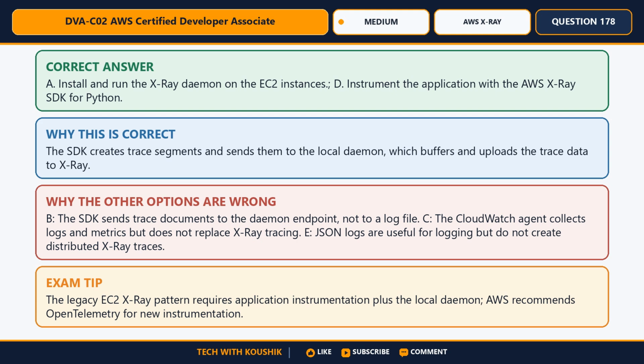B, the SDK sends trace documents to the daemon endpoint, not to a log file. C, the CloudWatch agent collects logs and metrics but does not replace X-Ray tracing. E, JSON logs are useful for logging but do not create distributed X-Ray traces. Exam tip. The legacy EC2 X-Ray pattern requires application instrumentation plus the local daemon. AWS recommends OpenTelemetry for new instrumentation.